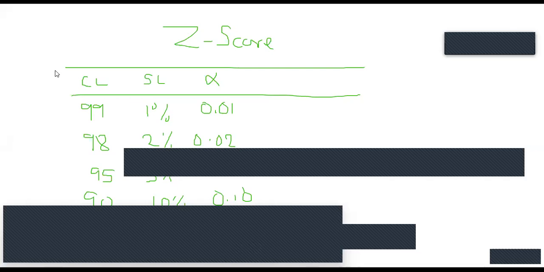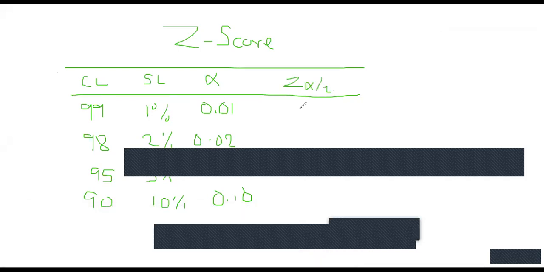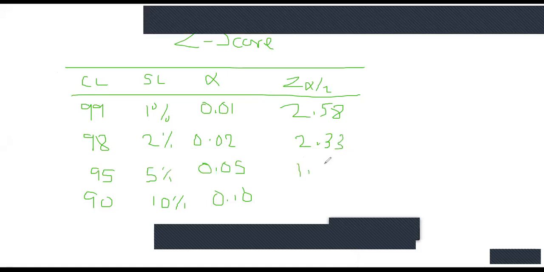My question is on this Z score. Is this given or do you have to develop it? You have to memorize these figures here. On the Z score, we're going to look at a two-tailed test. For 99, it is 2.58. For 98, it is 2.33. For 95, it is 1.96. For 90, it is 1.645 or 1.65.